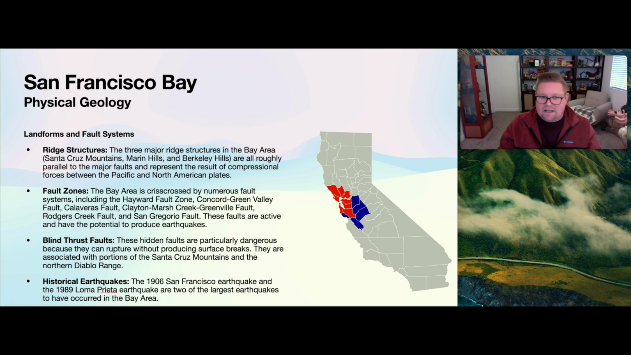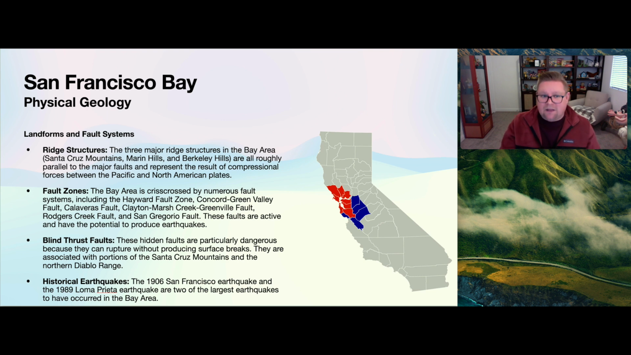Faults, there's plenty. As you can see, there's the Hayward, the Concord, the Calaveras, there's lots of different faults. Many of these are still very active and prone to earthquakes. So it's not just the San Andreas, there's also these offshoots and other faults within this area.